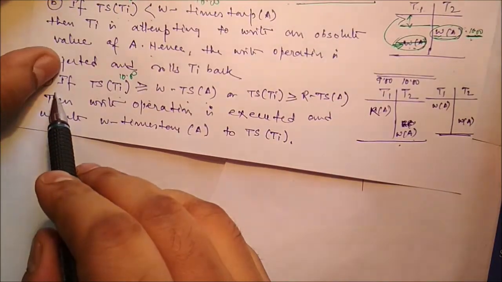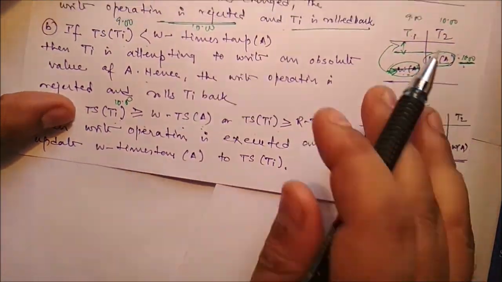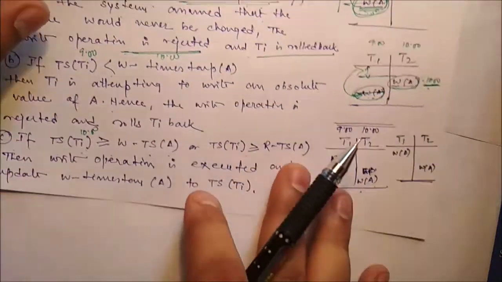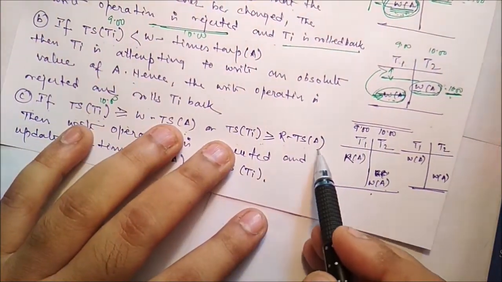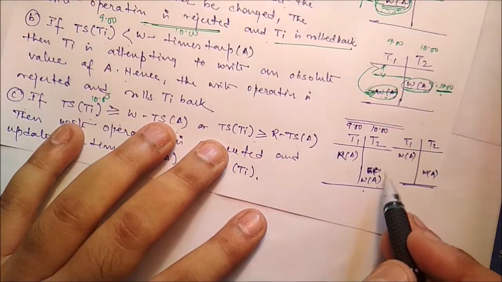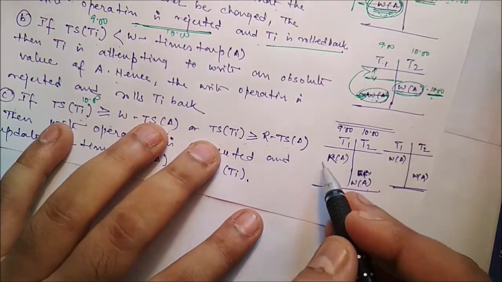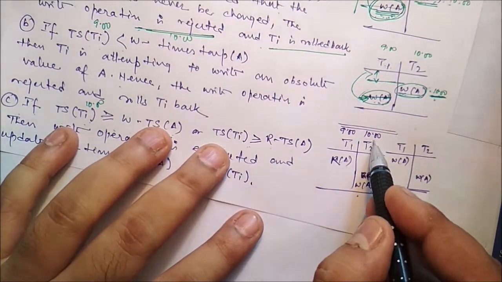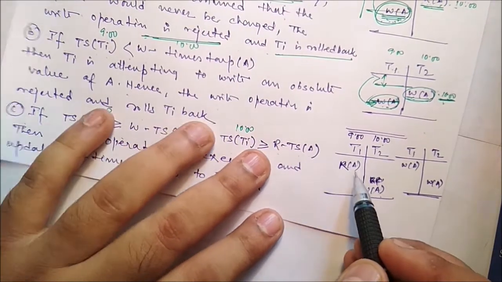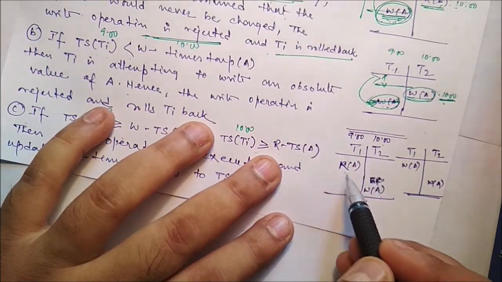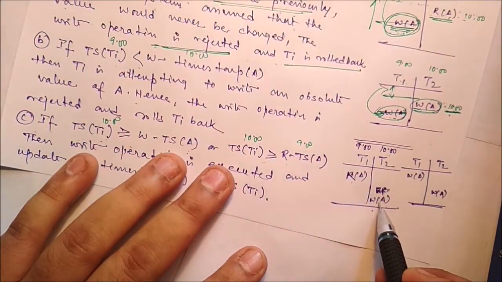Now the third option is if TS(Ti) is greater than W-timestamp of A and TS(Ti) is greater than R-timestamp of A, that means if these two conditions are false. Now here T2 tries to write that particular variable A. TS(T2) is 10 AM, and R-timestamp of A is from the successful read operation by T1, so it is 9. That means T2 can write that value.